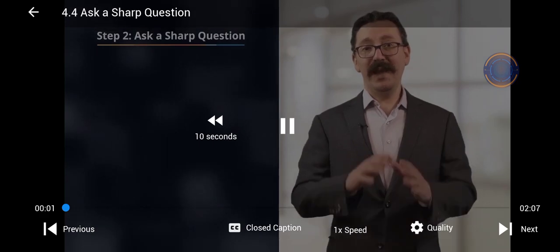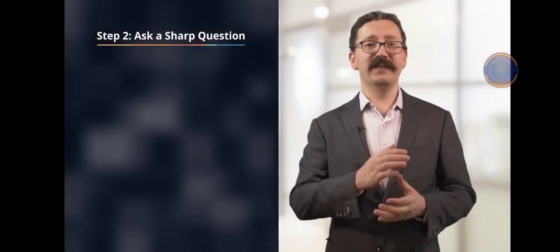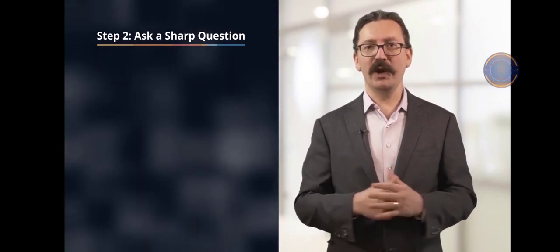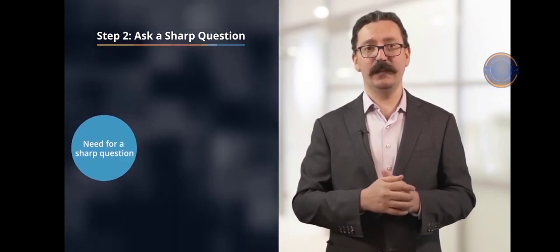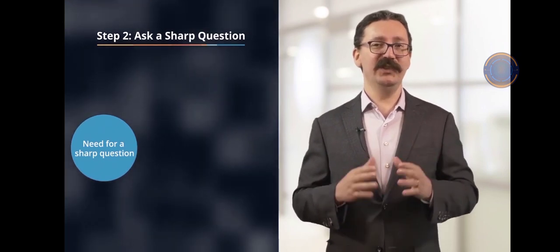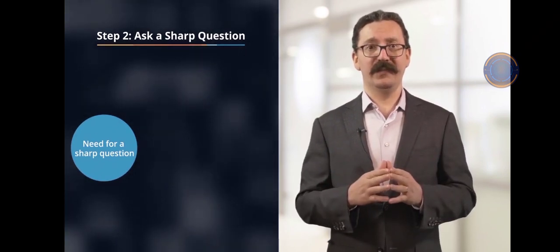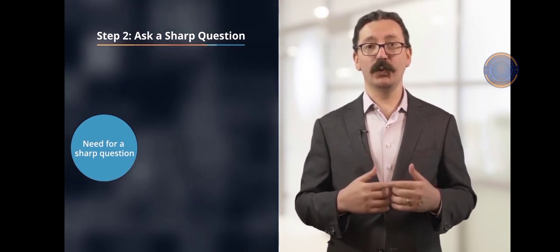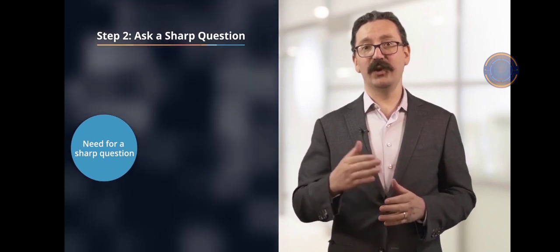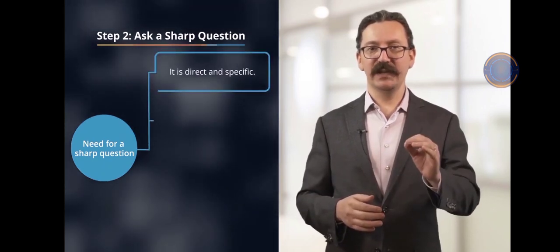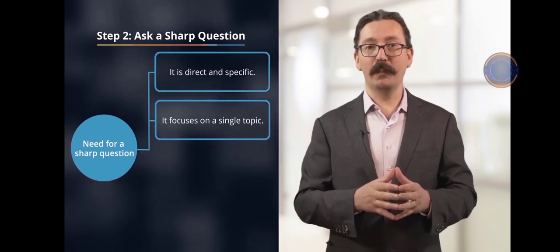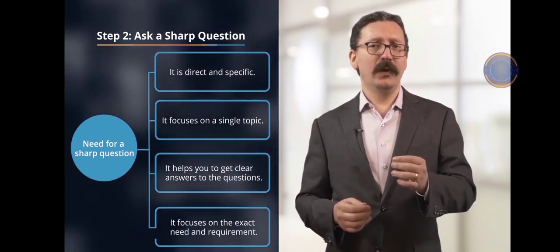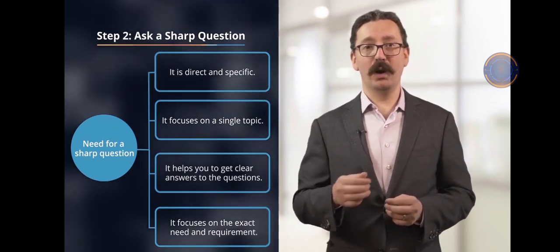Step 2. To be able to use the machine learning process and to find answers to complex business problems, it is important to avoid vague questions and ask sharp questions instead. A vague question is generally too broad to answer. The answer to a vague question does not always provide us with the information that we're looking for. And unlike vague questions, a sharp question is direct and focuses on a single point or topic so that we can get a clear answer. It also focuses on the exact need and requirement.